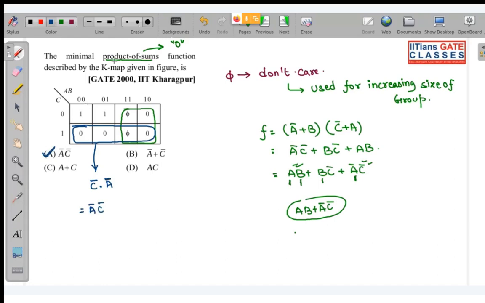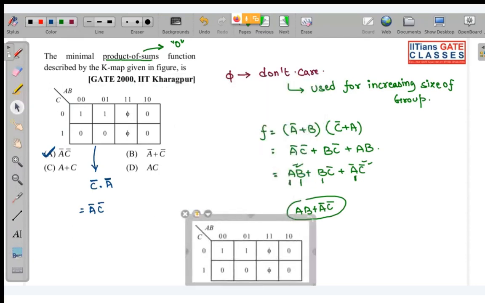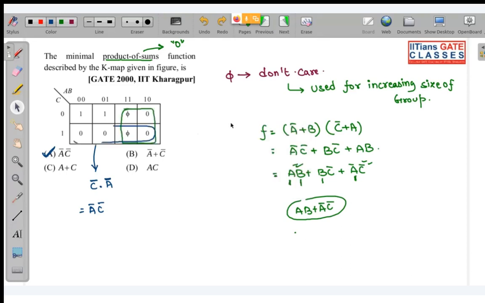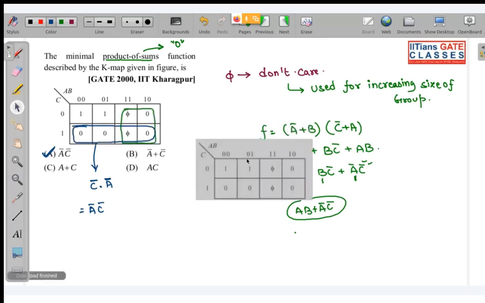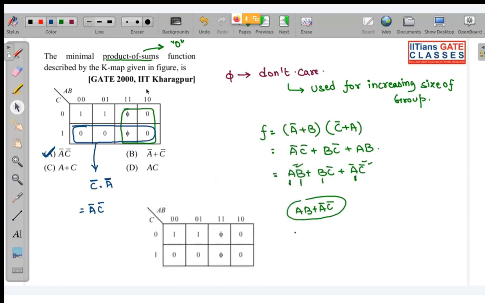Now suppose if they had asked a question, calculate the sum of product. So for sum of product, what we would have done, we would have grouped the ones. We would have done what? We would have grouped the ones. So if I want to group one, you can see the only possible way is this.